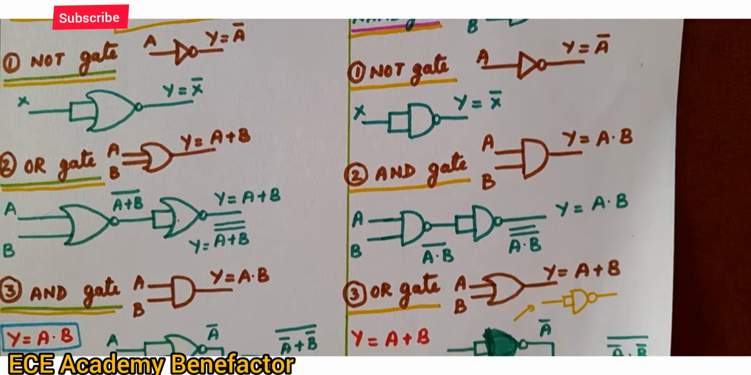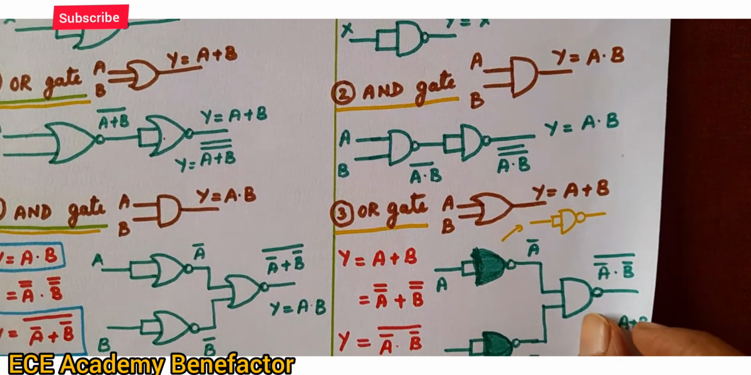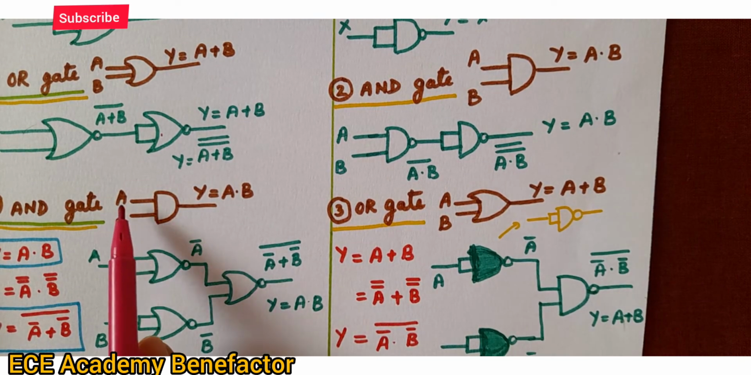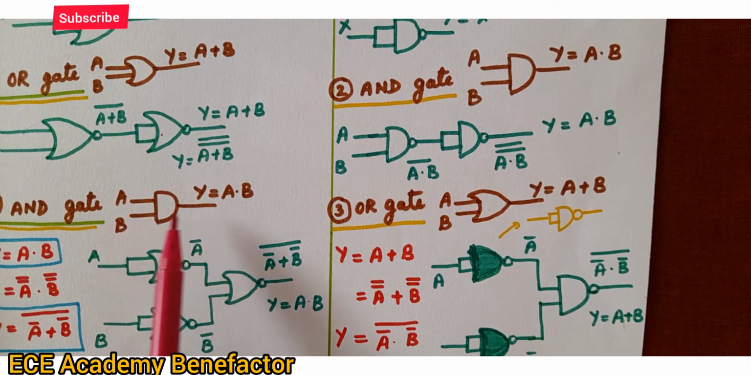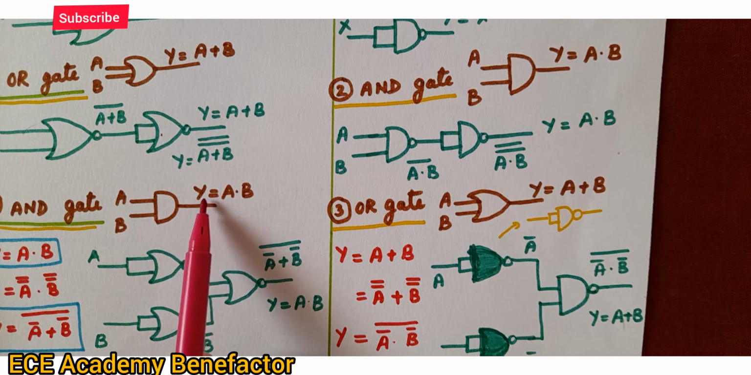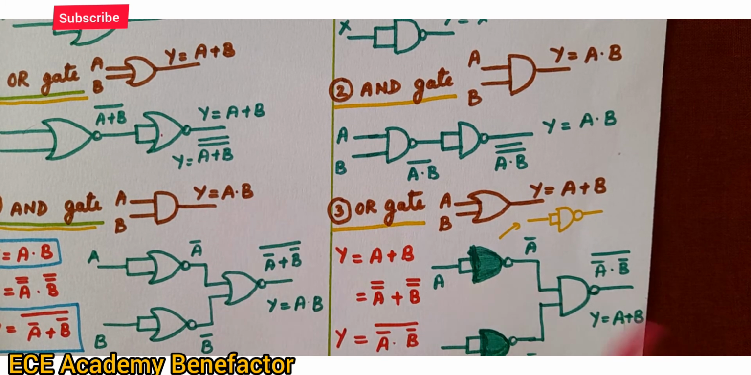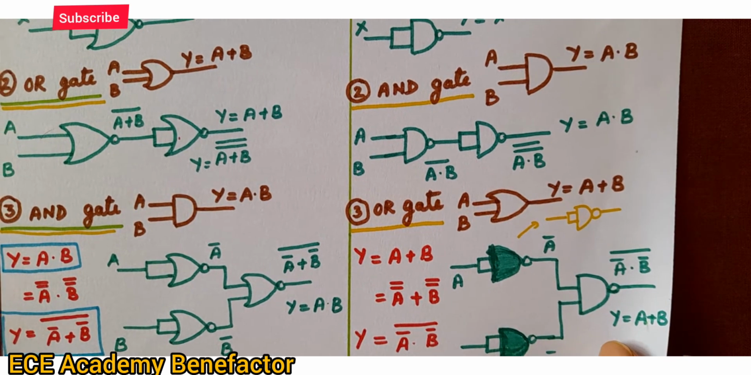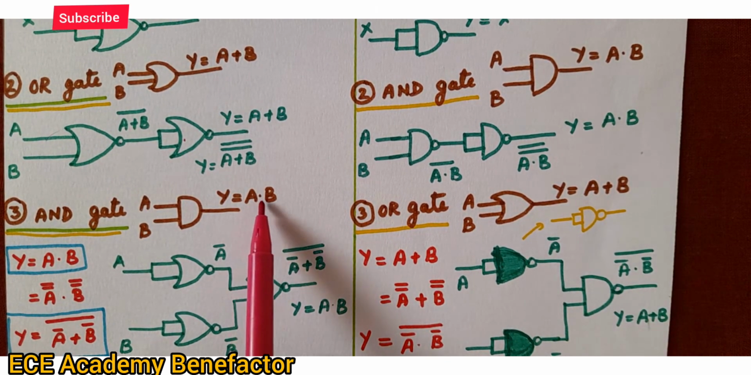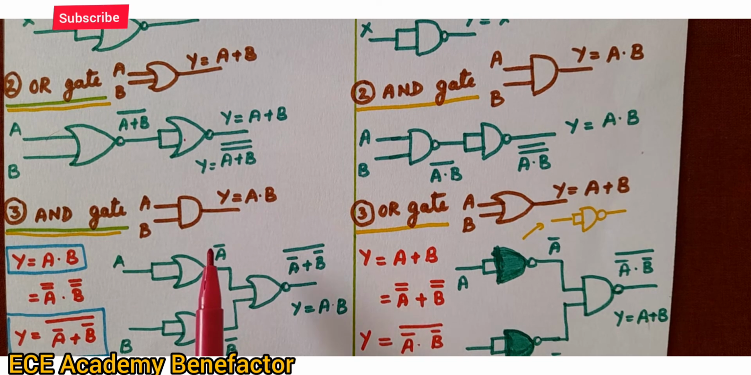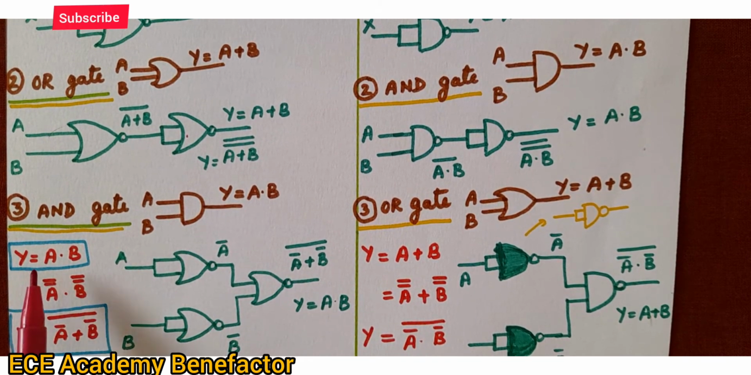Okay, next, AND gate. So the AND gate symbol is this one. Inputs are A and B, output is Y. The expression of the AND gate is Y is equal to A dot B. So how can we get this expression Y is equal to A dot B using a NOR gate? Let us solve it here. Y is equal to A dot B.